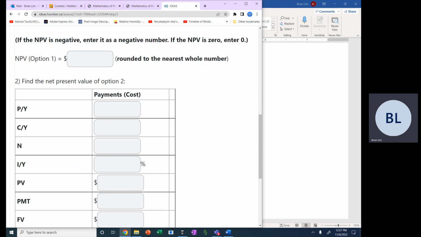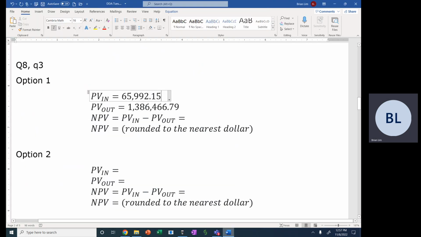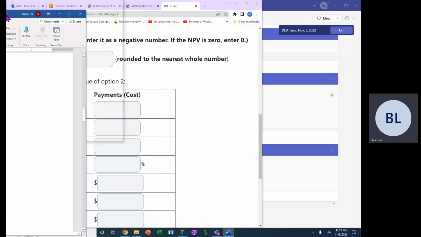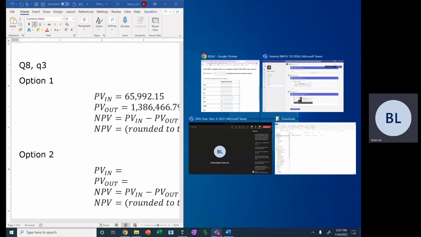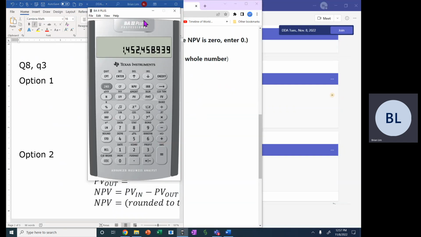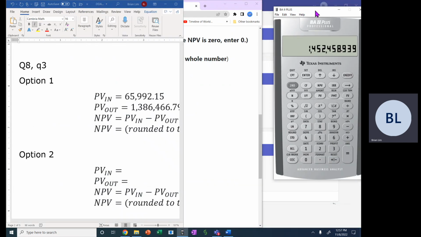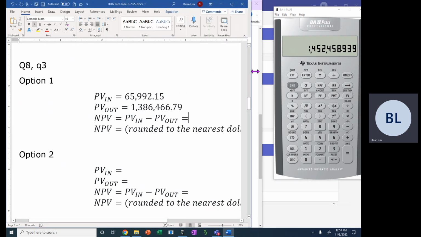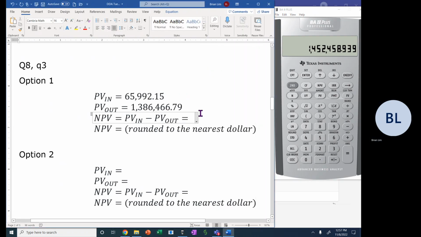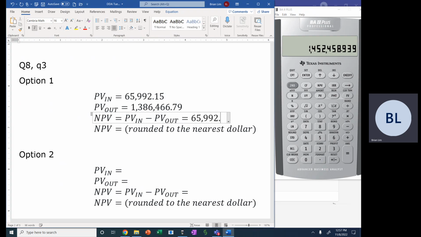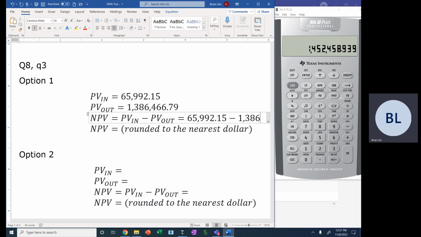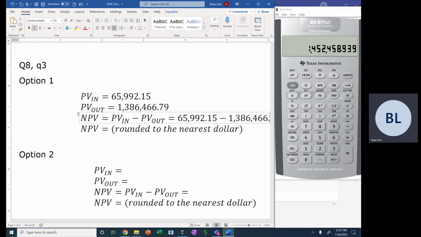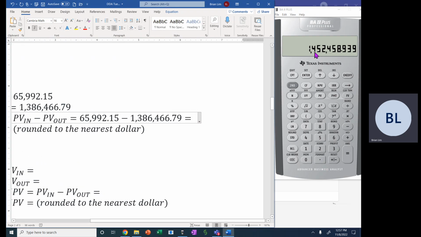And let's go back now to our Word document. And now we can do this subtraction here. Let's make that a bit smaller, and then we can put the calculator into operation over here, and we can get the calculations done properly. So in minus out would be 65,992.15 minus 1,386,466.79. And that would give us some number.